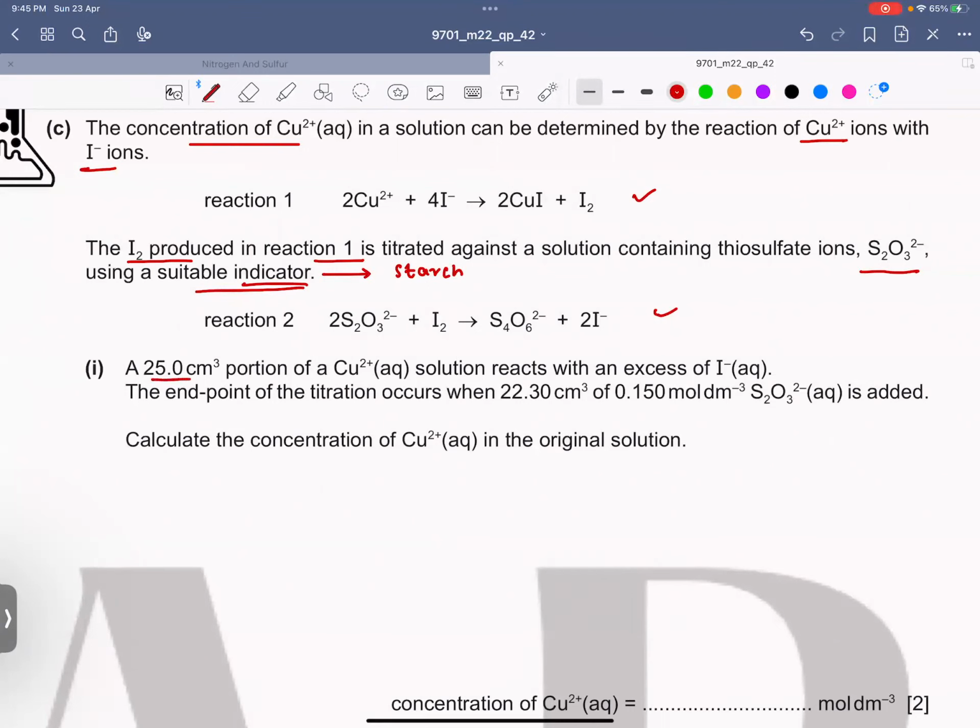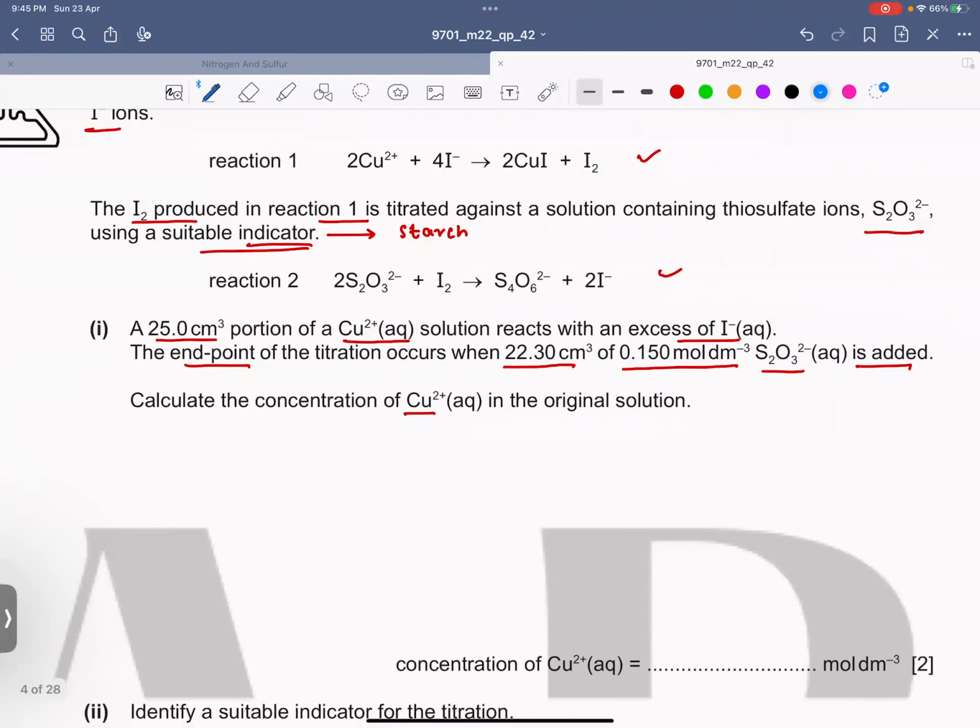A 25 cm³ portion of Cu2+ solution was reacted with excess iodide. The end point of the titration occurs when 22.30 cm³ of 0.150 mol per dm³ thiosulfate ions is added. Calculate the concentration of Cu2+ ion. So we have the volume and the concentration of thiosulfate only. So first I can find the moles of thiosulfate, which is equal to concentration times volume, and volume must be in dm³. So 0.150 times 22.30 divided by 1000.